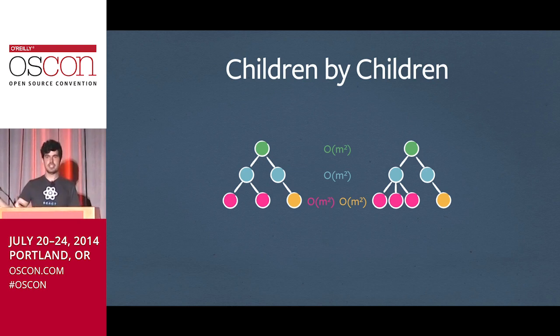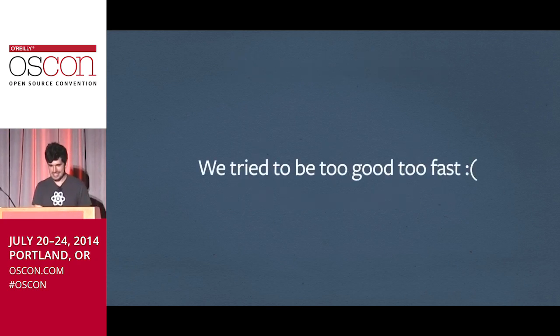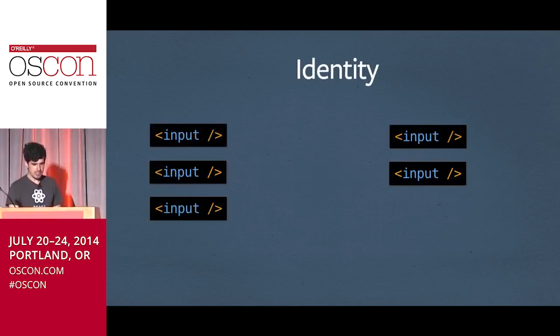And now again, if you look at the literature for diff algorithm between lists, you're going to look at the Levenshtein diff algorithm. But we tried to be a bit too good too fast, because the Levenshtein algorithm doesn't work in our use case. And in order to explain why, I'm going to show you a little example. And this all has to do with identity.